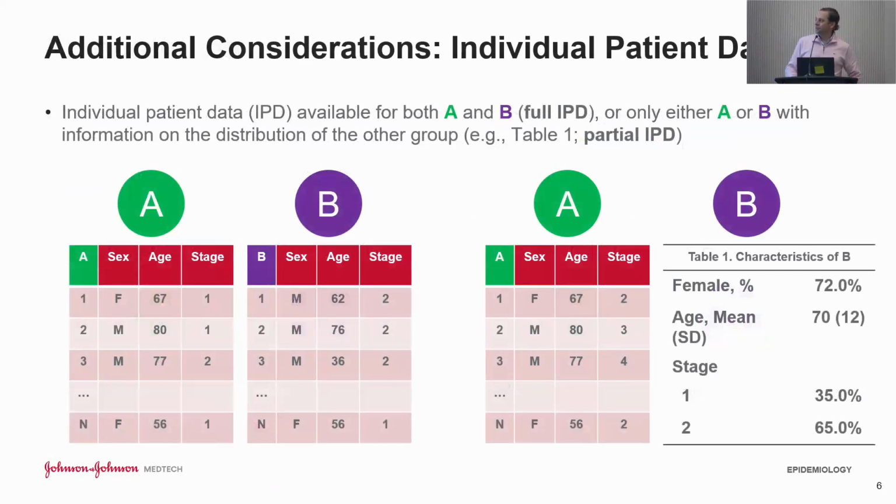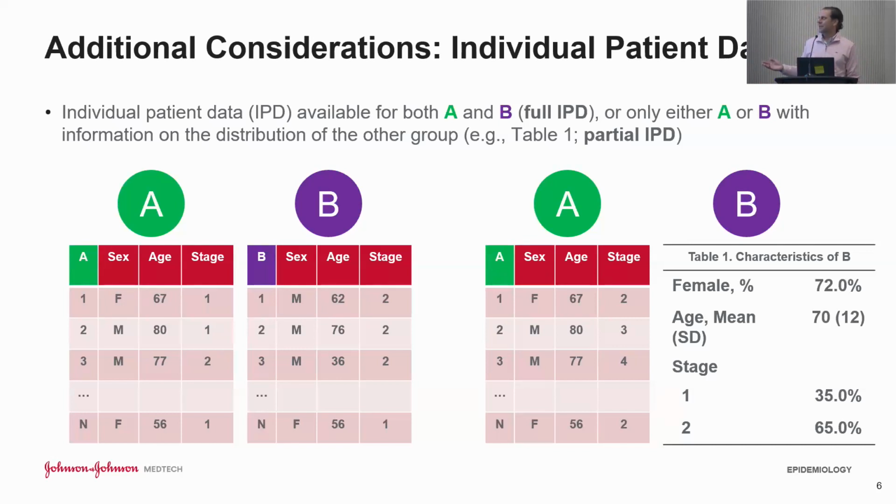There's another additional consideration, which is access to individual patient data. You can see on the left-hand side, it's depicted that we have a data set for treatment A and we have a data set for treatment B, and that sets us up to really be able to do whatever kind of traditional statistical analysis we want. And that's called full IPD.